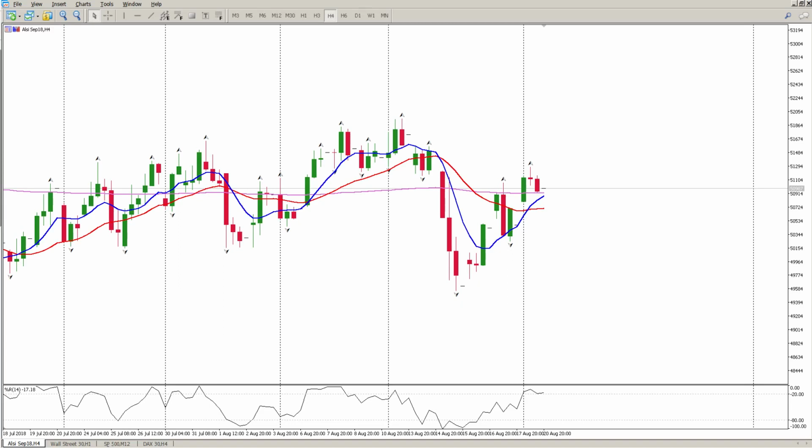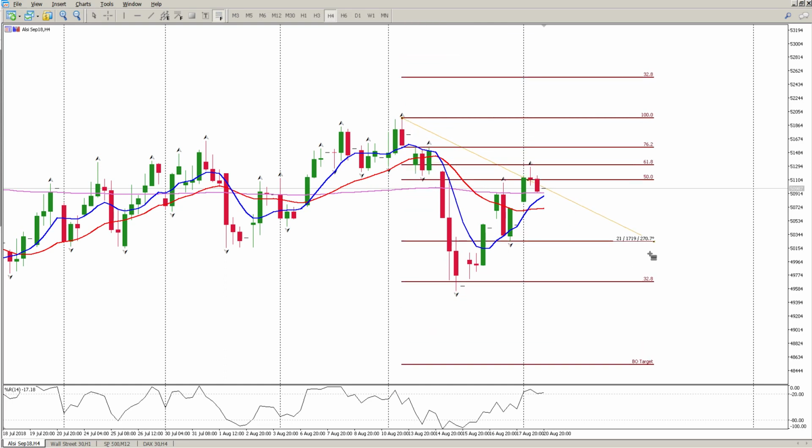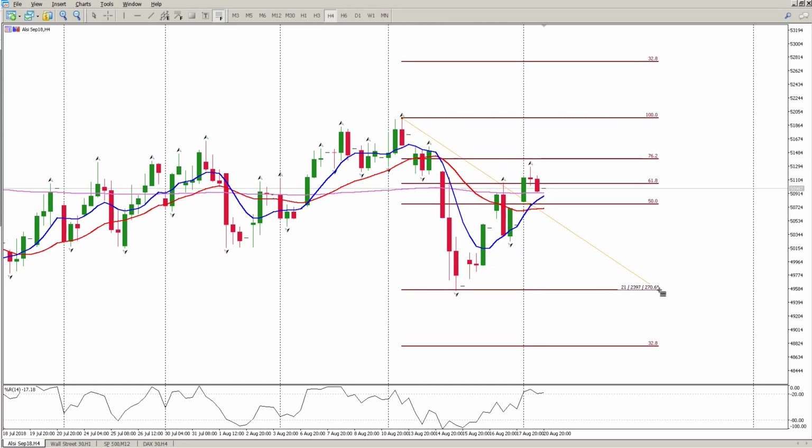Good morning, traders. So how do we trade the Aussie today? There are a couple of scenarios that could potentially play out, and there is a longer term play and a short term play. So let me just show you what I mean. And it's kind of a 50-50 day for me at the moment.